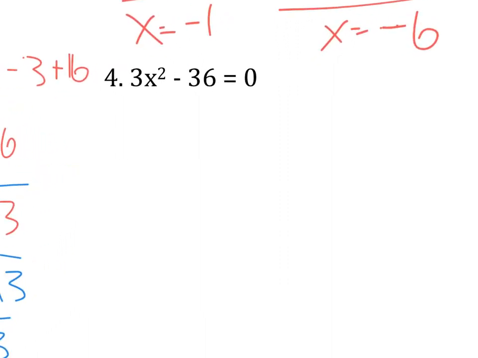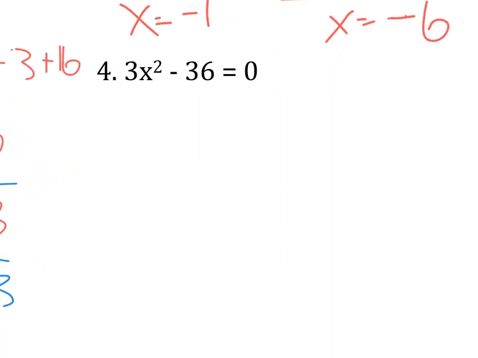Okay, and the last example here. So first off, right away, what I see is there is no b term there. So I'm going to solve by taking the square root. So then we want to get our squared term by itself. So I'm going to add 36.